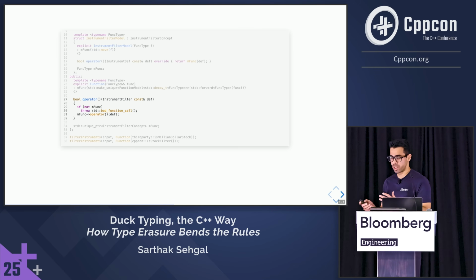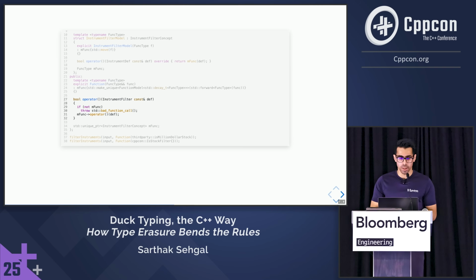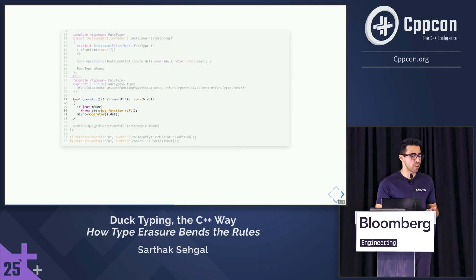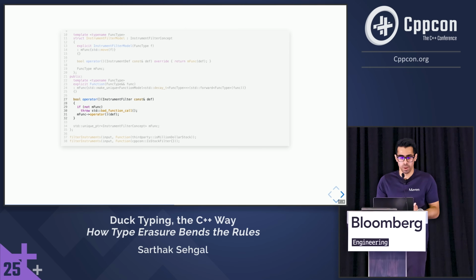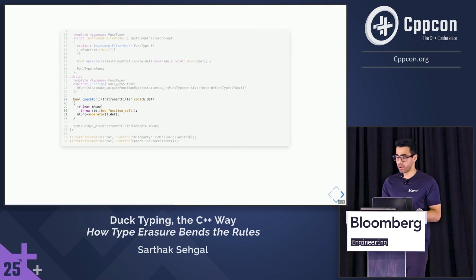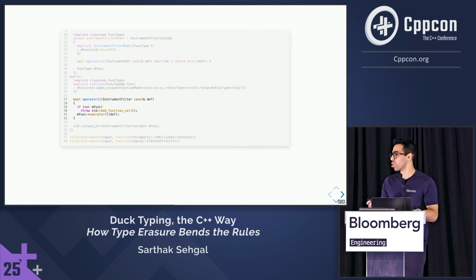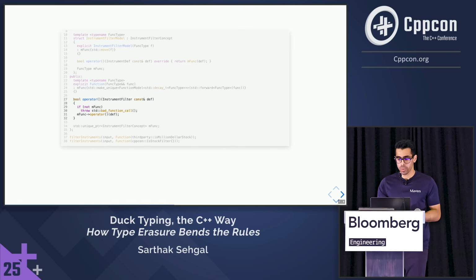A couple of interesting things to note. Now, any type can be passed to this function class, as long as it's invocable by instrument definition and returns a Boolean or something that can convert to Boolean. But this function class is not templated, so it does create a common concrete type. It does not instantiate different types.